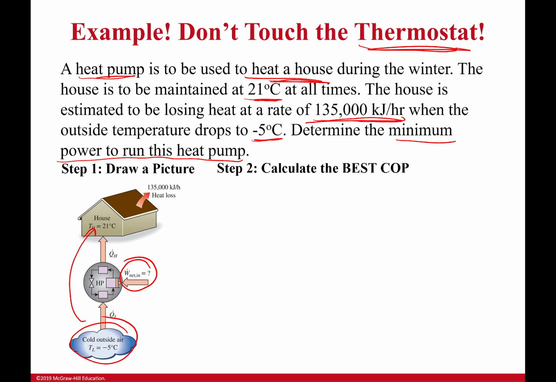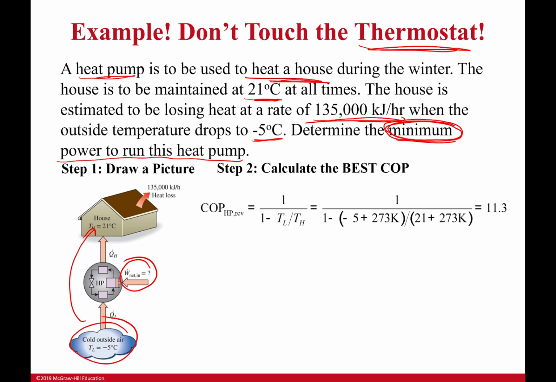Now, let's calculate the best possible coefficient of performance in this case. Why? Because it said minimum. If you ever see the words minimum or maximum, think Carnot when it comes to thermodynamics. Yes, that's not realistic. Yes, you can't have that in real life. But think Carnot because that's where you're going to find this minimum or maximum performance. So we're going to use the Carnot equation for a heat pump.